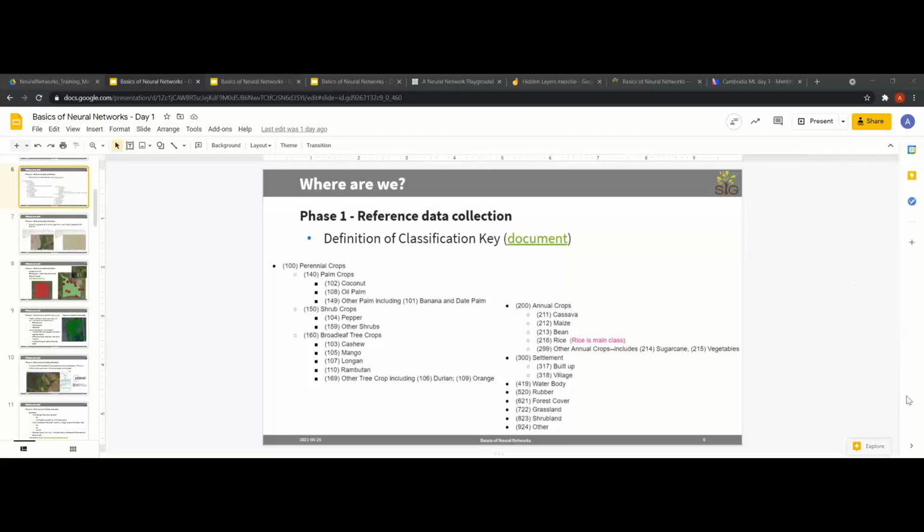And we might not be able to get down to a specific tree crop type. Maybe we can't differentiate coconut and oil palm, but we can differentiate the palm crops from the broadleaf tree crops. So that's really our goal at this first stage: can we get palm crops, shrub crops, and broadleaf tree crops mapped? And then from there, we can dive into these subclasses and see how much separability there is.